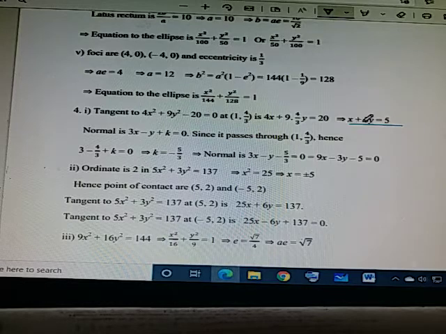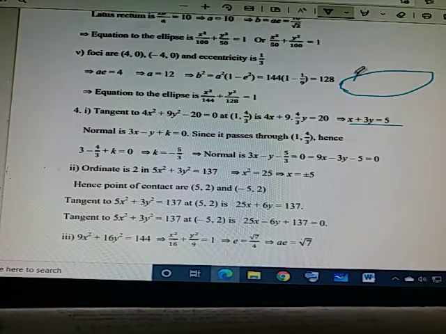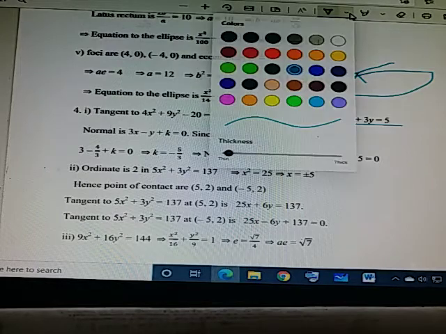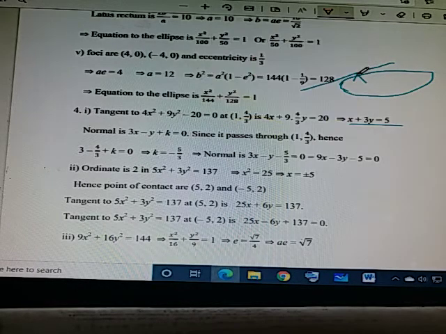Then you find the normal, because the normal is, if this is the ellipse, if this is the point and you are drawing a tangent, then our normal will be what? The normal will be like this one. So it is perpendicular. So if x plus 3y equal to 5, then this one is 3x minus y plus k equal to 0, and you find k because it passes through the point of contact.